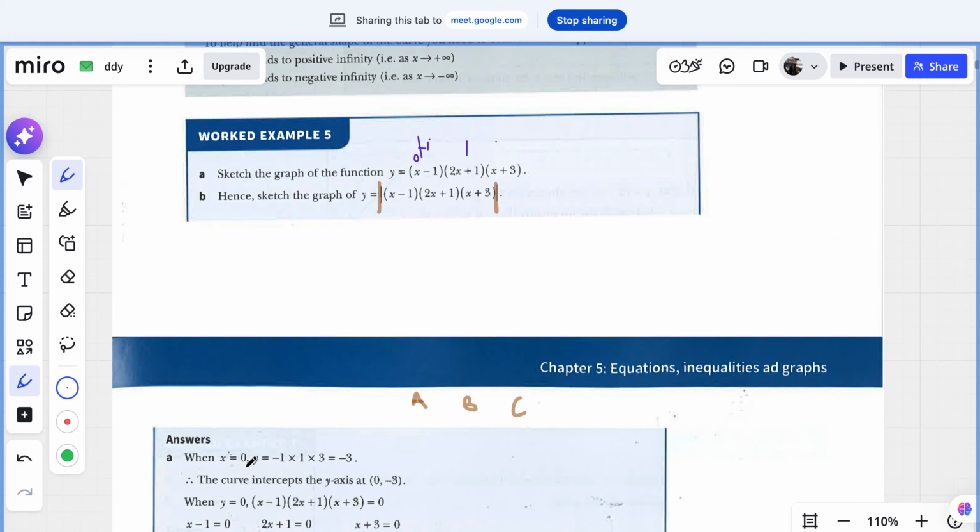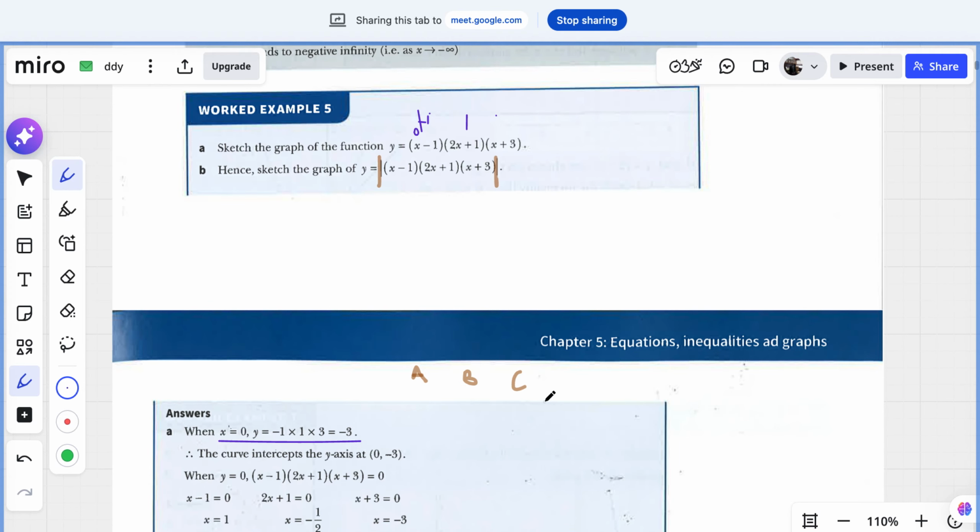So if x is 0, our y will be -3. We only substituted 0 in the equation. When x is 0, y will be -3, so we identify that coordinate. We call the first coordinate point 0, -3.